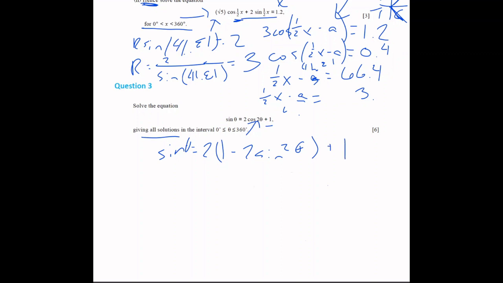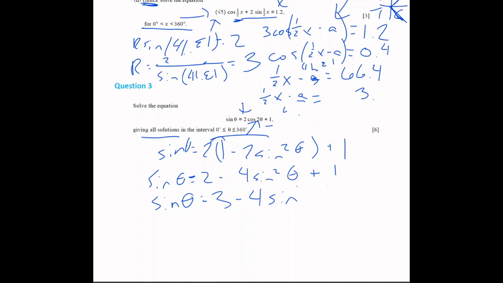So plus 1. The reason why I put all that in parentheses is because I have a 2 that multiplies with it. So if cosine 2 theta equals 2 terms, I need to multiply each of those terms by the 2, aka distributive property. Sine theta equals 2 minus 4 sine squared theta. So now I can add the 2 and 1. Sine theta equals 3 minus 4 sine squared theta.